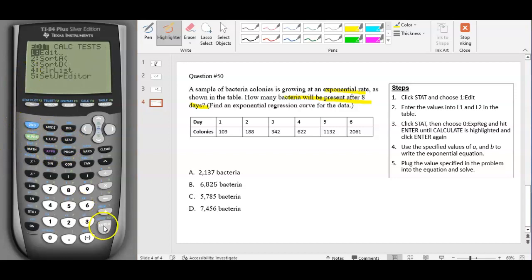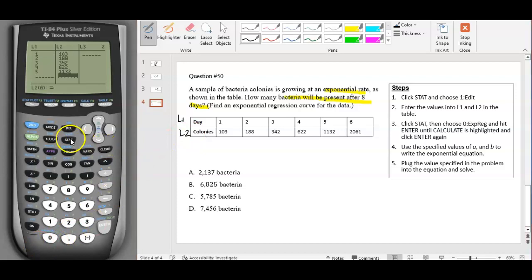So we're going to go to Stat Edit, and remember we need to arrow up until the title is highlighted, click Clear, and then Enter. Go to L1 and then go up, click Clear, and then Enter. So we're going to enter all of the day values into L1 and all of the population of colonies into L2. So I'm going to pause the video and give you a minute to do that.